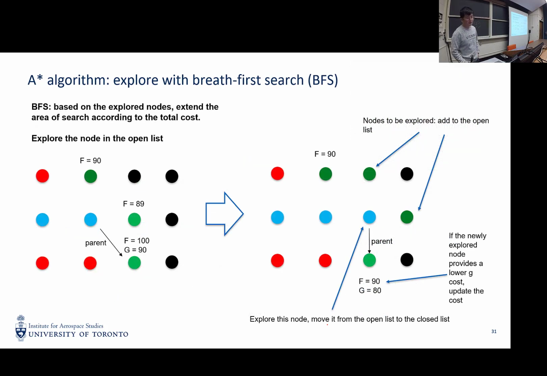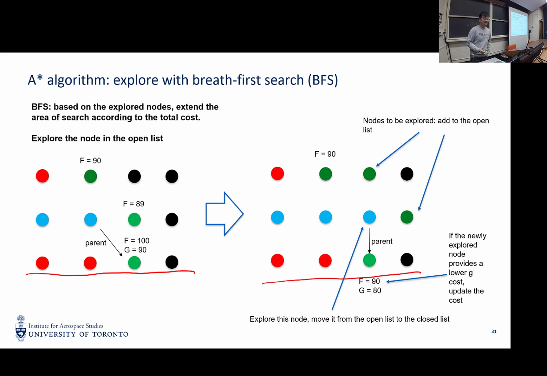Then what we do is to use the breadth-first search in conjunction with our cost function. So this is one step of the A-star algorithm. You can view the figure on the left as the map before our one-step update, and the one on the right is the map after the one-step update.